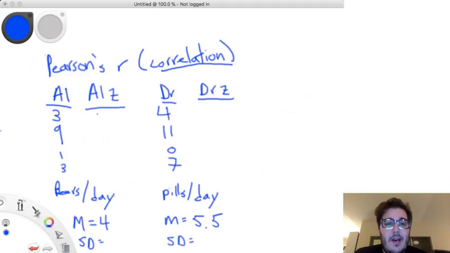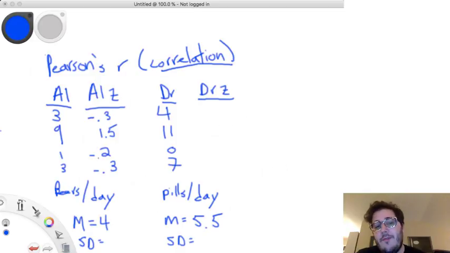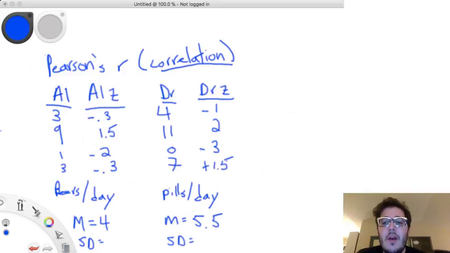Let's say this is negative 0.3. 9, we'll call this 1.5. This we'll call negative 2, and this we'll call negative 0.3 again, right? Because 3 is less than 4, so that's on the negative side of the distribution, and 9 is more than 4, so on the right-hand side of the distribution. All of this should make sense from before the first exam. So this is like negative 1, this is like positive 2, this is like negative 3, and this is, I don't know, positive 1.5. So you get all these z-scores.